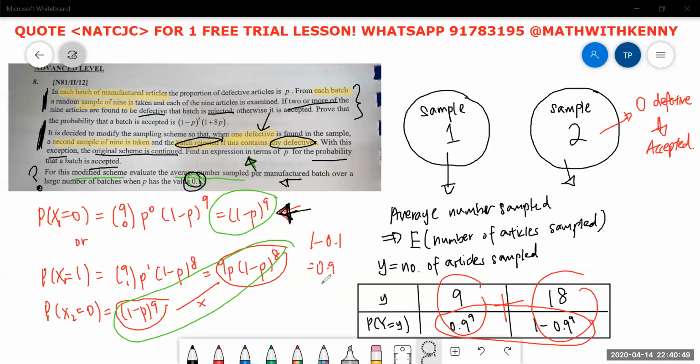What is wrong? Part 1 and part 2 are correct, is it? Yeah. Average number sampled per manufactured batch means they want me to find the mean, which is the expectation. So that's why you have to come out with the DRV. The intention is correct.